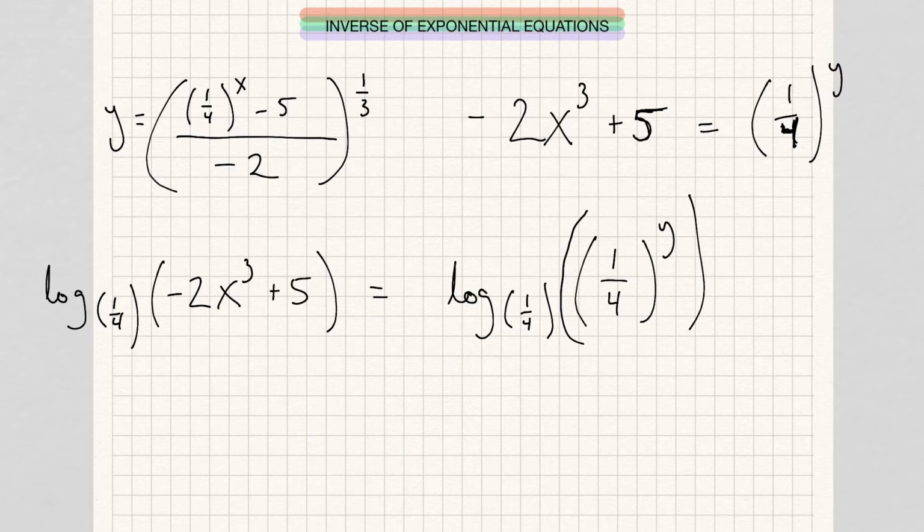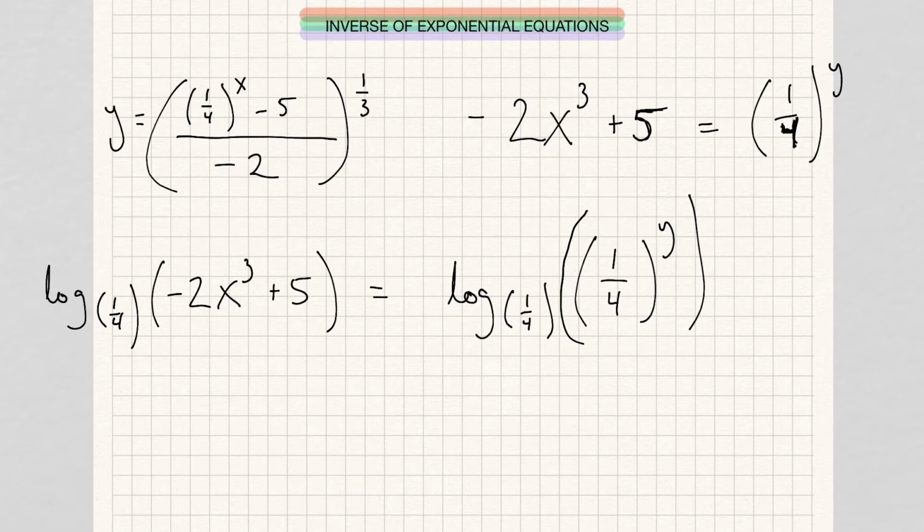Okay, so once again, we have this idea here: log base b of b to the n equals n. So this log base 1/4 and this 1/4 are going to cancel out, and what you're left with is y.